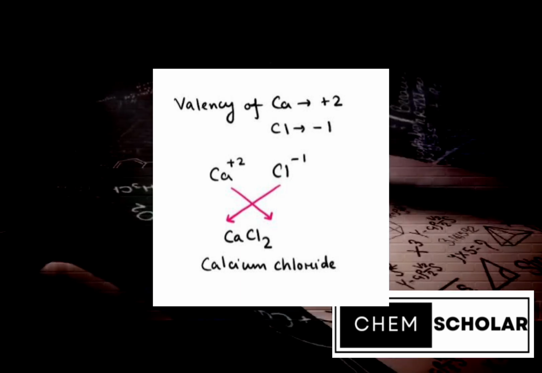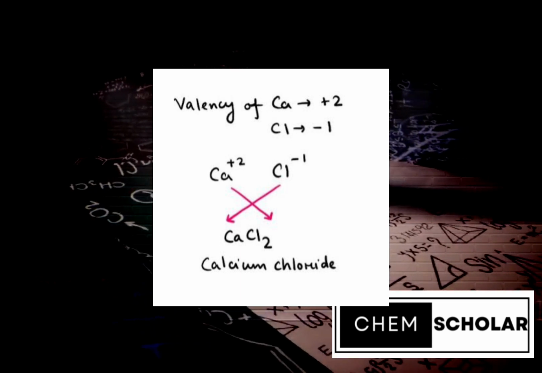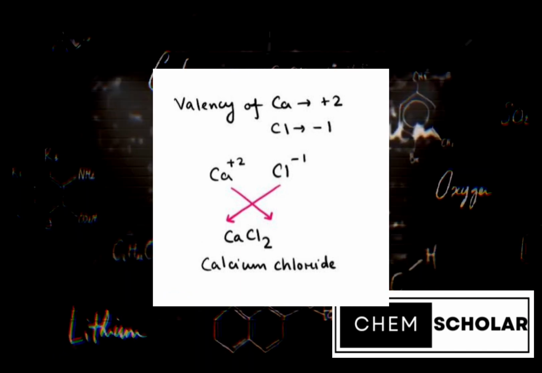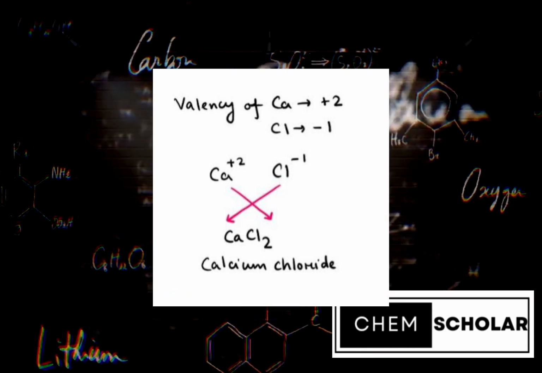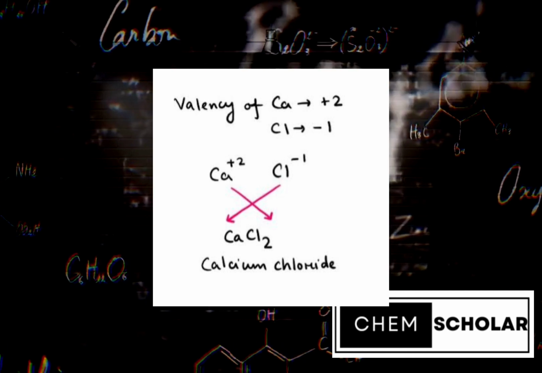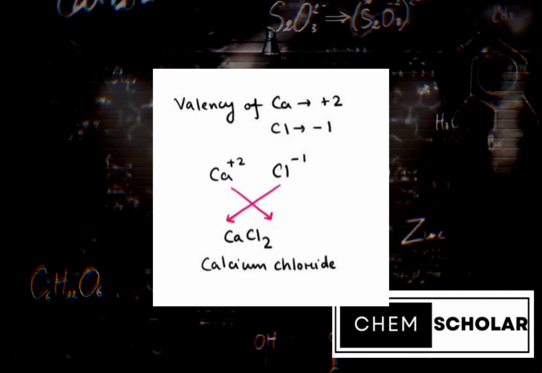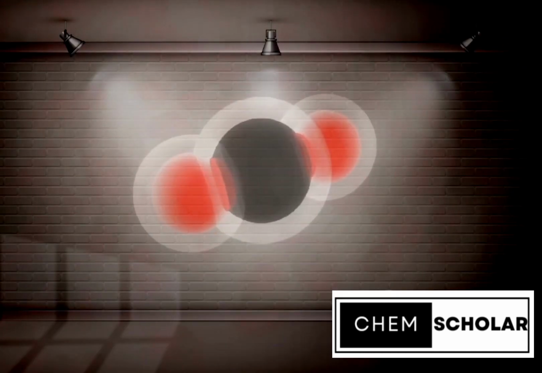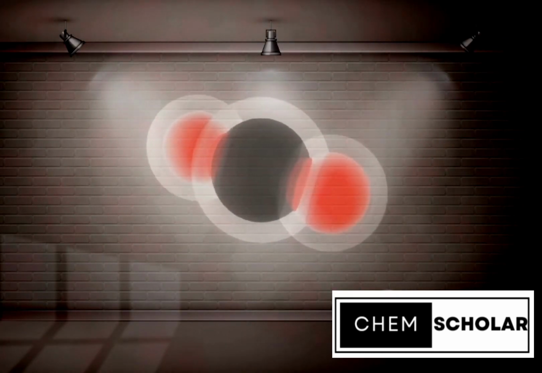So when we write the formula, we start with the symbol of each element, Ca for calcium and Cl for chlorine. But since calcium is sharing its electrons with 2 chlorine atoms, we add a subscript 2 after the Cl to indicate this. Therefore, calcium chloride's formula is written as CaCl2. Remember, the subscript number indicates the number of atoms.